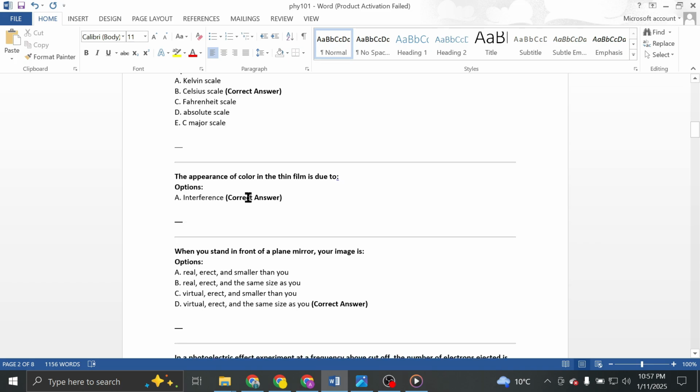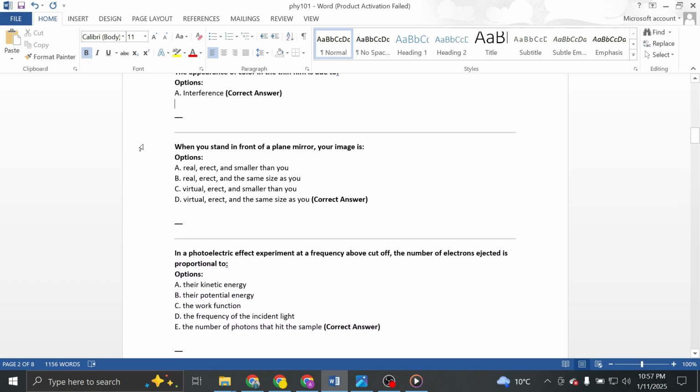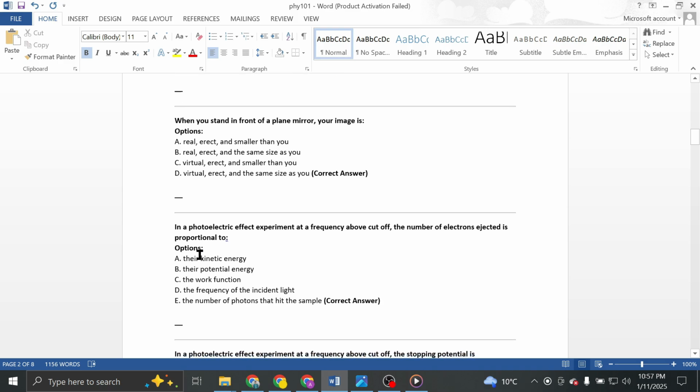The appearance of color in the thin film is due to. Options: A, interference. Correct answer. When you stand in front of a plane mirror, your image is. Options: A, real, erect, and smaller than you, B, real, erect, and the same size as you, C, virtual, erect, and smaller than you, D, virtual, erect, and the same size as you. Correct answer.